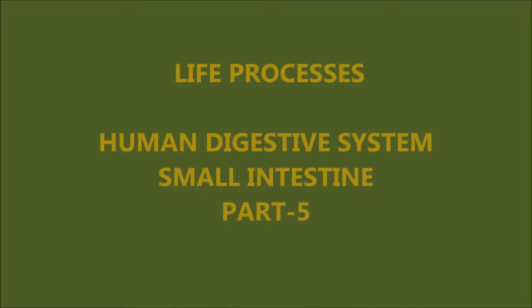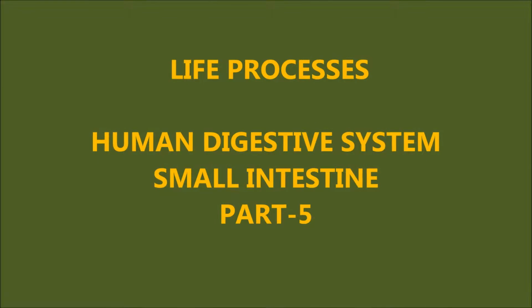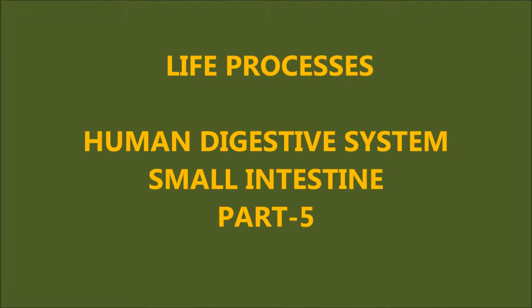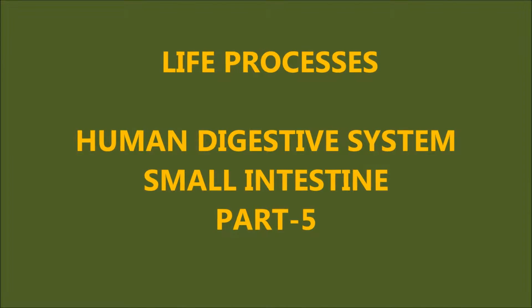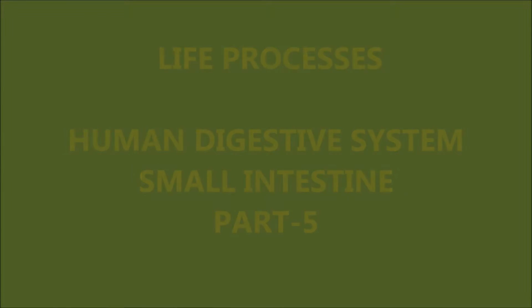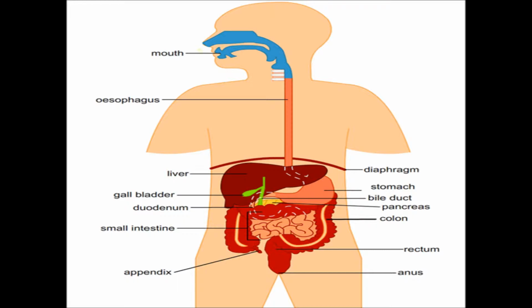Today we are going to explain the human digestive system, the structure and functions of enzymes which are present in the small intestine. Children, in previous classes you have already learned about the food processing changes in the mouth, esophagus, stomach, pancreas, gallbladder, etc. Now the food enters the small intestine. Let us see the changes which happen in the small intestine.